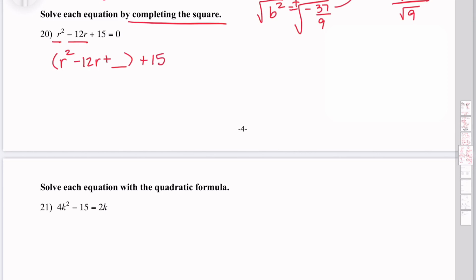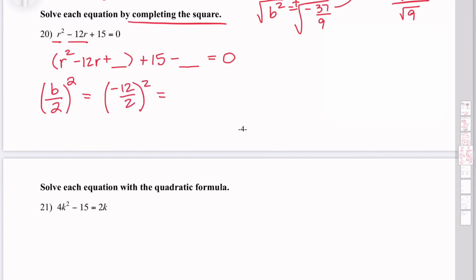Since we're adding a new term, it's very important to subtract it from the same side of the equal sign. Set it equal to 0. Now, how do we find this new term? You take your b value, you divide it by 2, and you square it. So let's do that. Plugging in negative 12 for b, we get this.